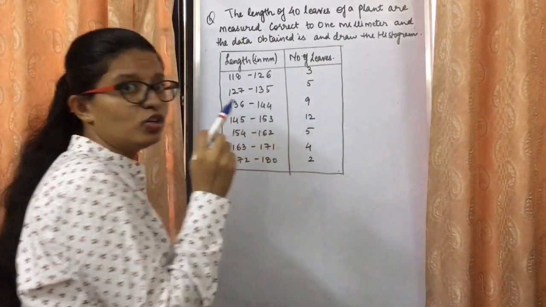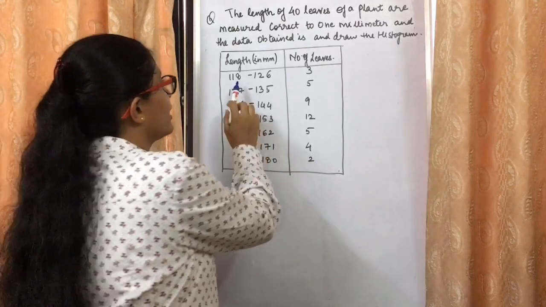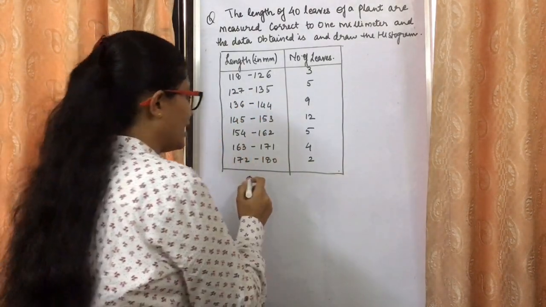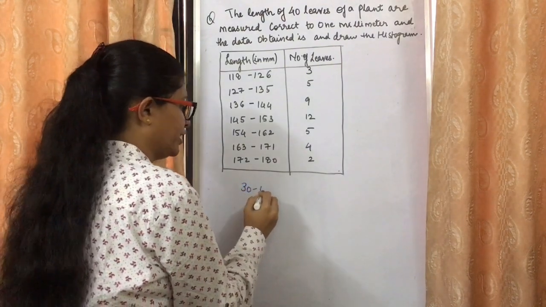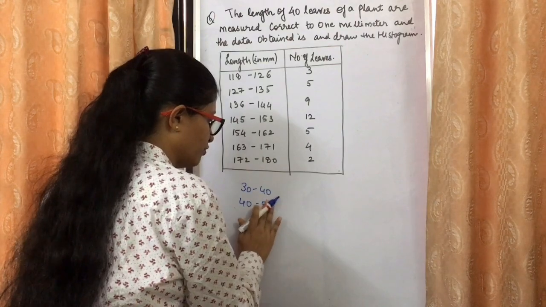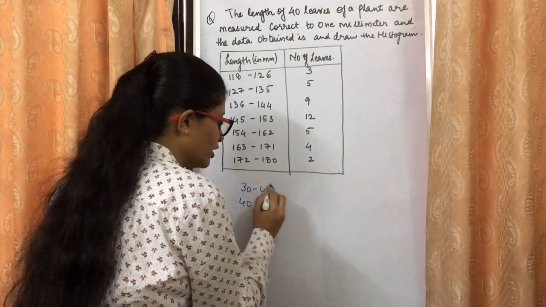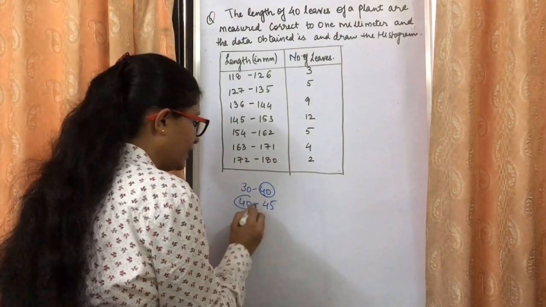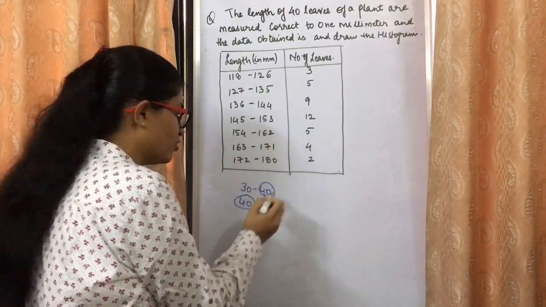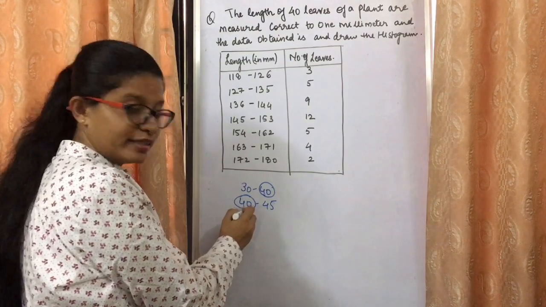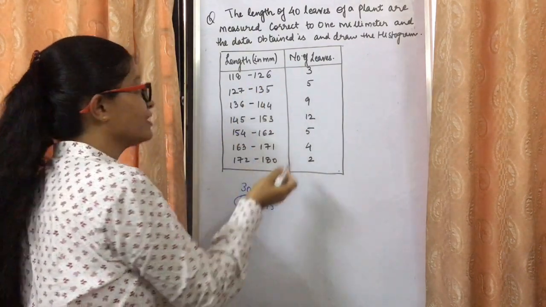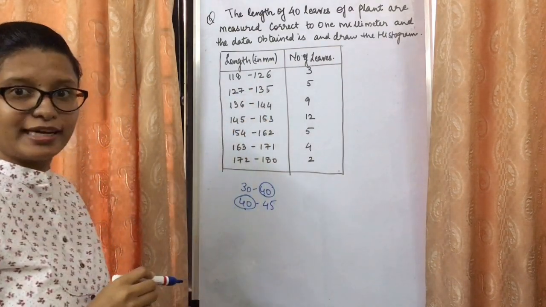Now the thing to remember here is that the class intervals we are seeing here are not continuous. In the last sum we had 30 to 40, 40 to 45, meaning the upper limit of the class was the lower limit of the next class. Means the upper limit of the first class was the lower limit of the second class. In this case, can you see the upper limit of the first class is not the same as the lower limit of the second class.